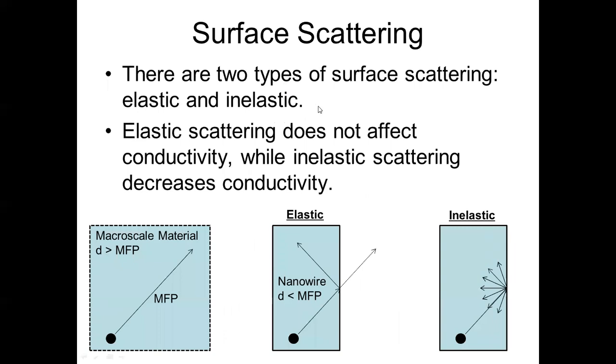So this shows you the two types of surface scattering, the elastic and inelastic type. This is the macro scale material here, where the distance is greater than the mean free path. In the elastic, the distance is less than the mean free path. And the inelastic, what it's going to do is scatter within that material.